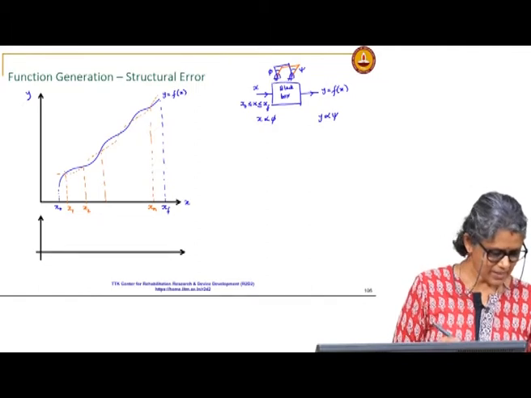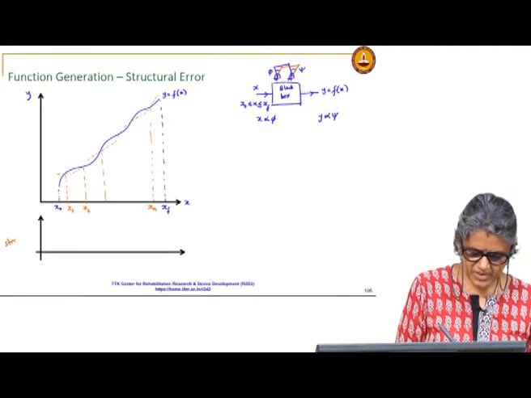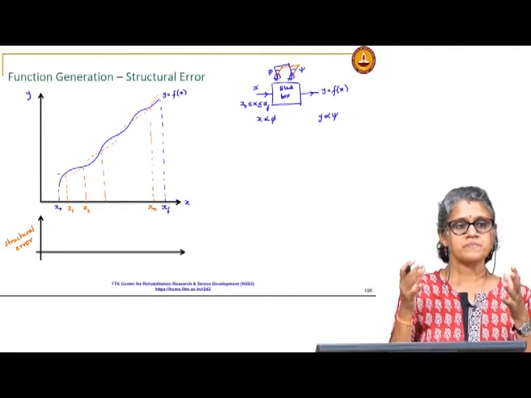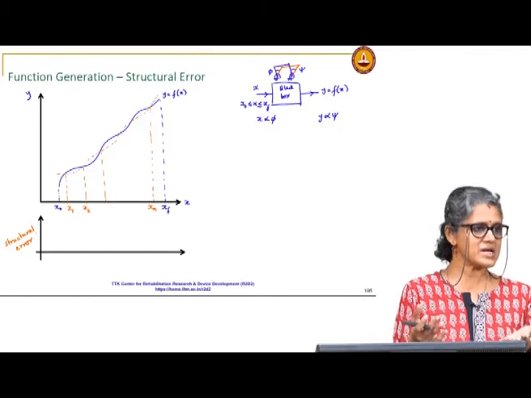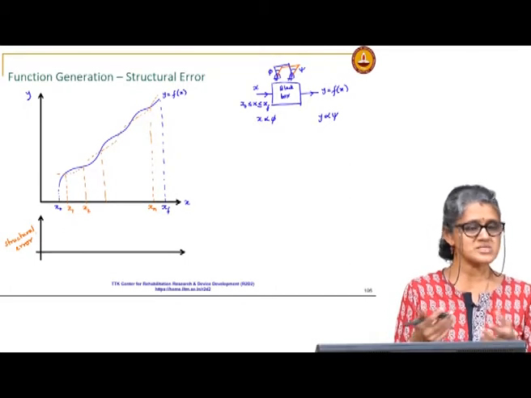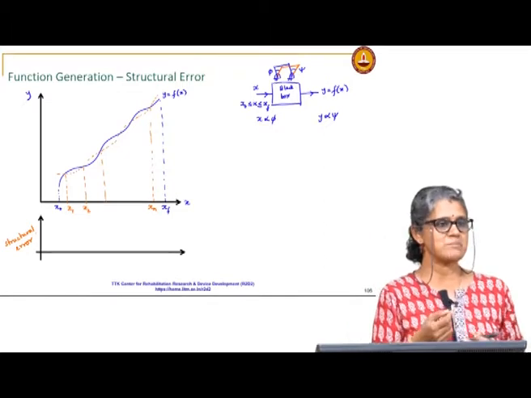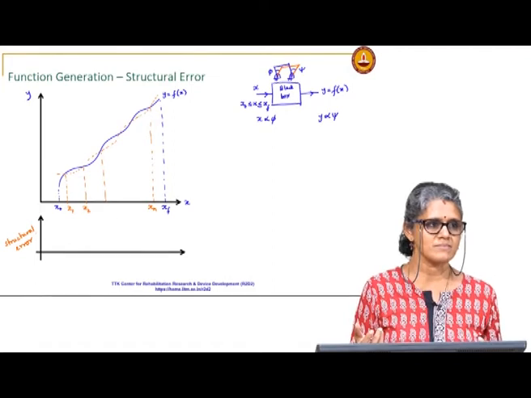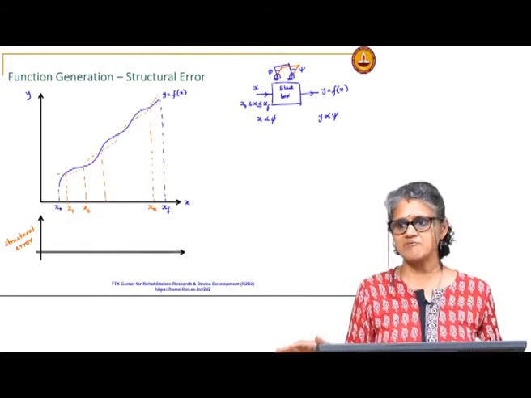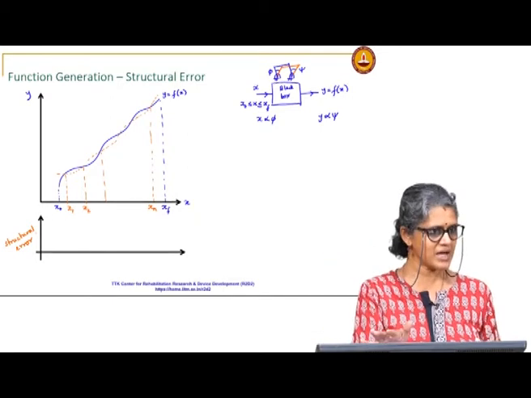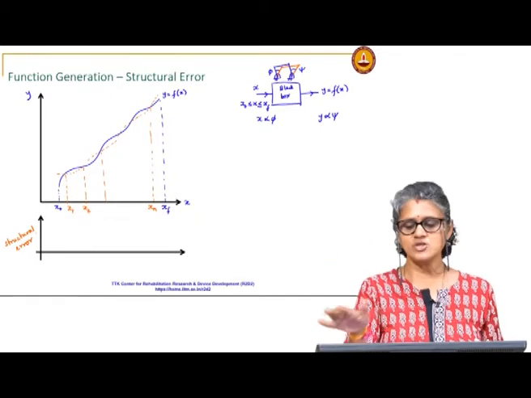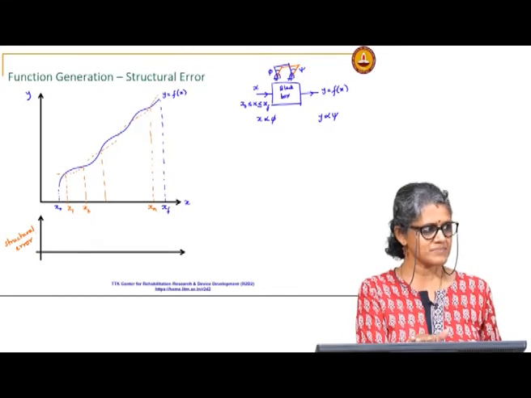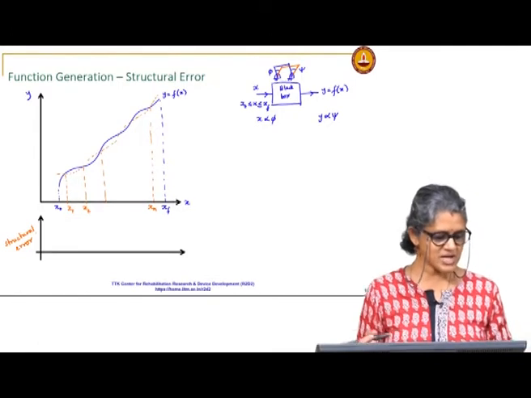This is called structural error. It is based on the characteristic of the linkage that I am using. It is not something that I can rectify by, say, changing the tolerances of manufacturing. This is how the linkage behaves. The relationship between psi and phi is not going to match exactly the relationship between y and x, and so this is called the structural error of the linkage.